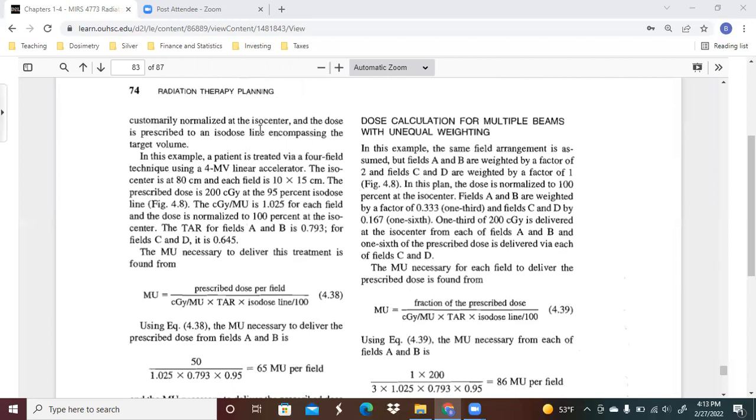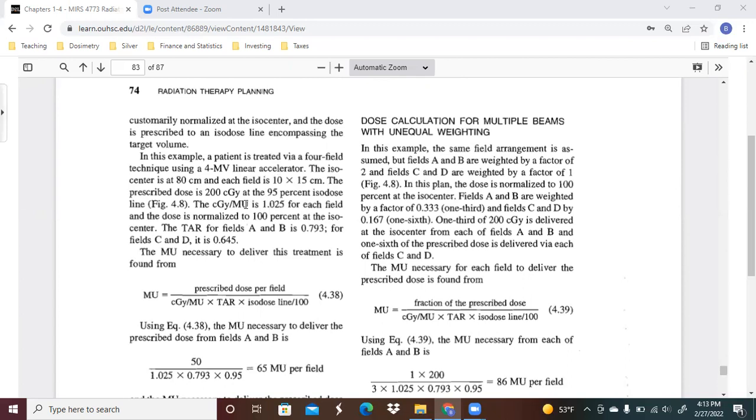In a lot of cases nowadays, I'm not so sure that the isocenter is really used in order to be able to do this, but for the sake of this particular problem, we'll go ahead and use that. So in this example, a patient is treated via a 4-field technique using a 4 MV linear accelerator. The isocenter is at 80, and each field is 10 by 15. The prescribed dose is 200 centigray at the 95% isodose line. The centigray per MU is 1.025 for each field, and the dose is normalized to 100%.